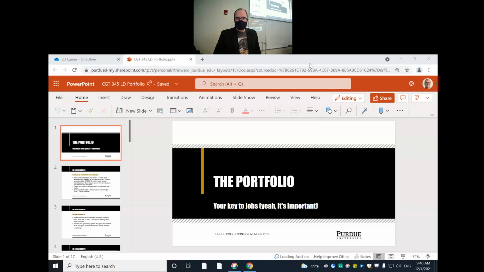Okay, let us begin. So today we are talking about the portfolio. Now, I can't stress how important this is. It's important for everybody. Obviously, I'm going to be talking about it in the context of level designer portfolios, which are a particular type of portfolio.